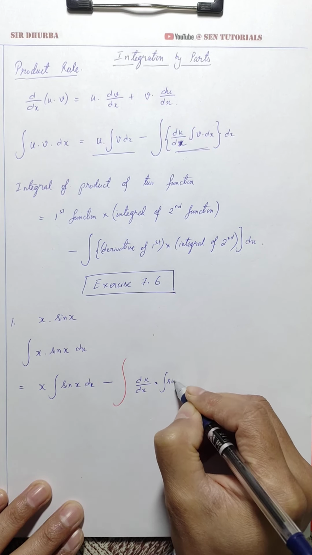So that's going to be x, the integral of sine x is minus cos x, minus the whole integral of the derivative of x, which is 1, into the integral of sine x, which is minus cos x, with respect to x. So minus x cos x, minus minus becomes plus, the integral of cos x with respect to x. We get 1 into minus cos x, and we integrate this once again. So that's minus x cos x plus sine x, plus, of course, at the end, the integration constant c. That's how we apply it.